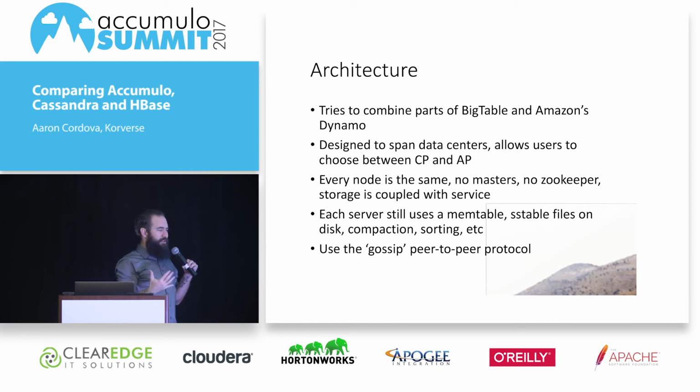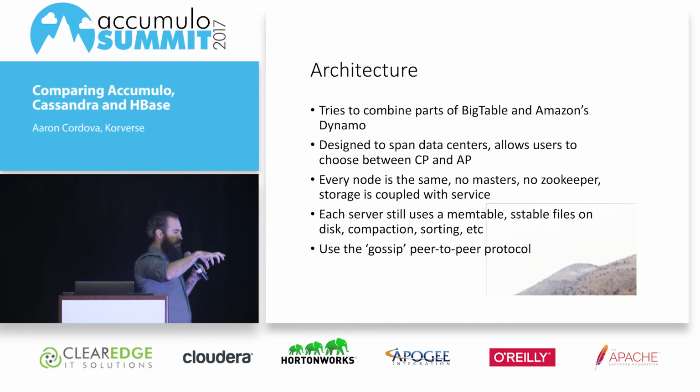The one nice thing about the architecture is it's very simple. All the nodes are the same. There are no masters, there's no ZooKeeper, and the storage is coupled with the service. So in order for a Cassandra node to serve data, it has to have a local copy of it. Now, they can talk to each other, but that has implications with regard to recovery.